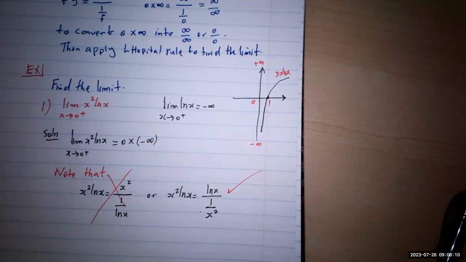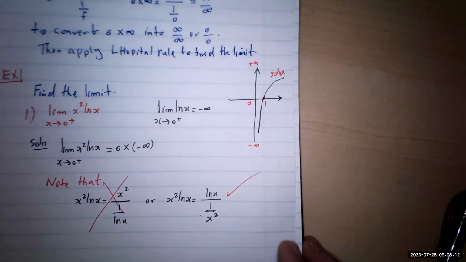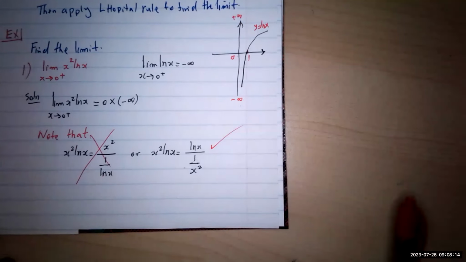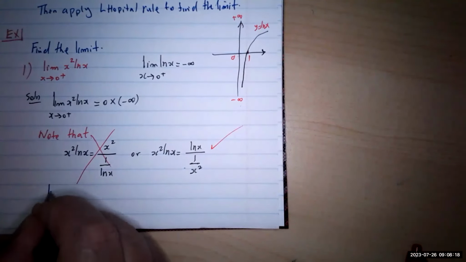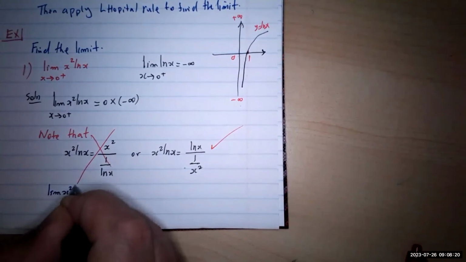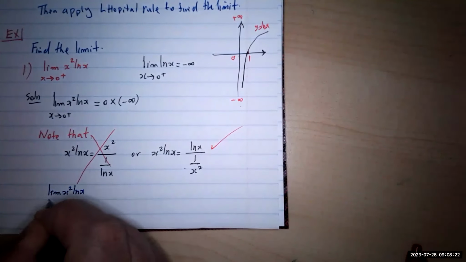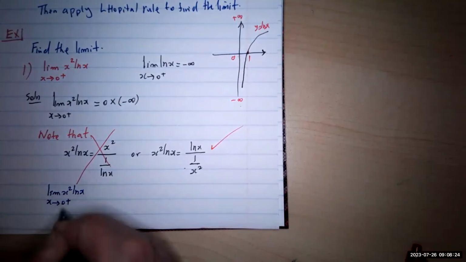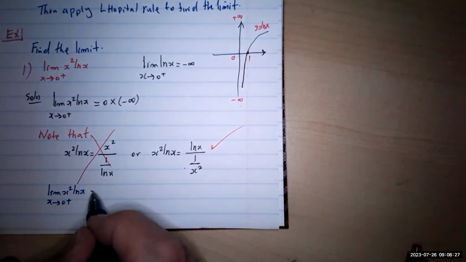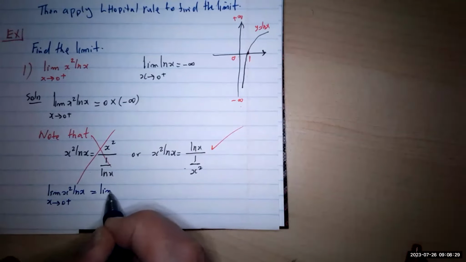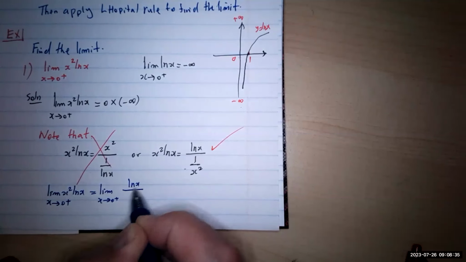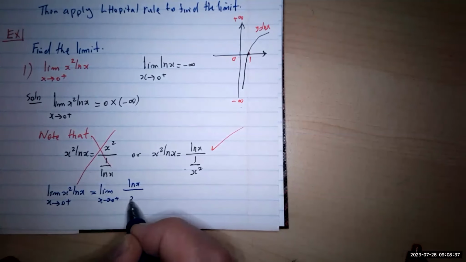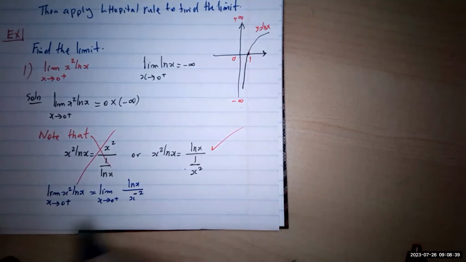Okay, so officially, this is how you are going to handle it. In short, you say the limit of x squared ln x when x goes to 0 positive. You rewrite it as a limit of, x goes to 0 positive. You keep the ln x on the top. You bring the x squared down. You flip it. You're going to be x to the negative 2.